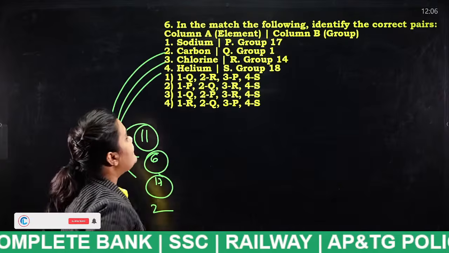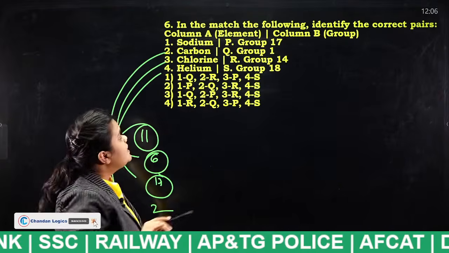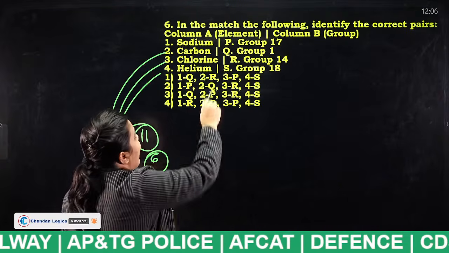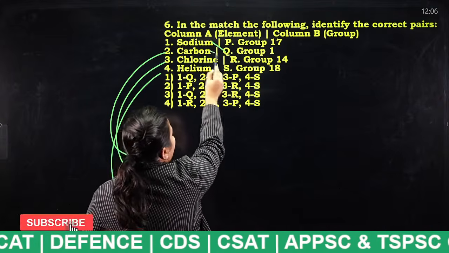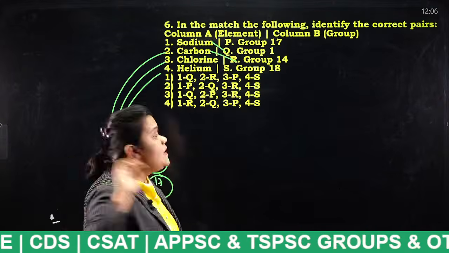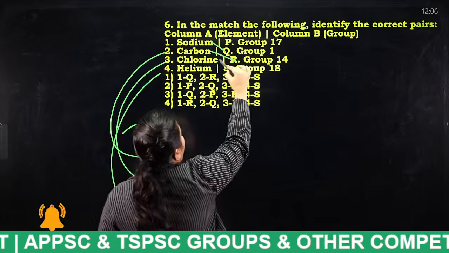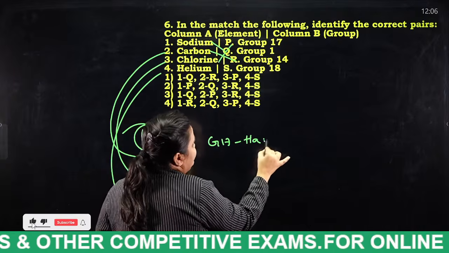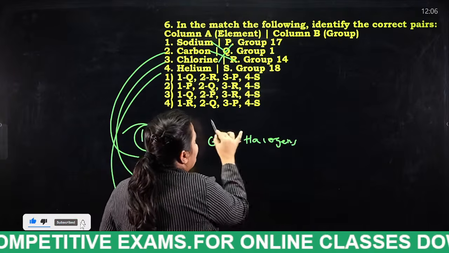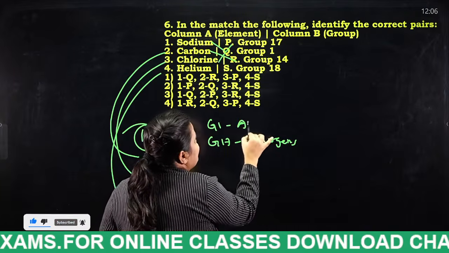So this sodium belongs to which group? Sodium belongs to the alkali metals, group 1. And carbon belongs to the carbon group. Carbon group is nothing but group 14. Chlorine belongs to halogens. Group 17 means what, students? Halogens. Group 1 means what? Group 1 is nothing but alkali metals.